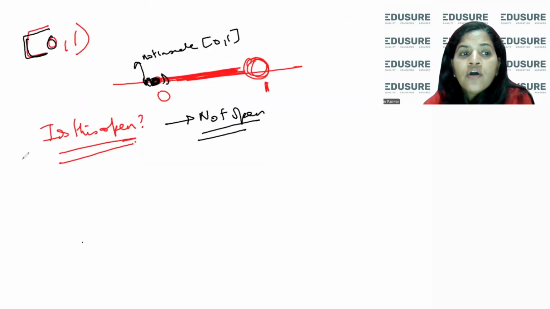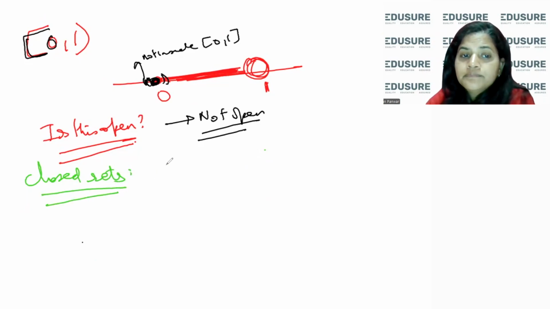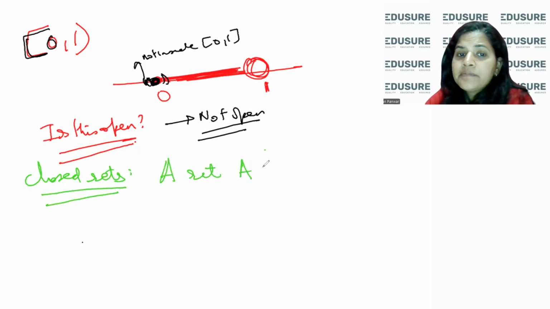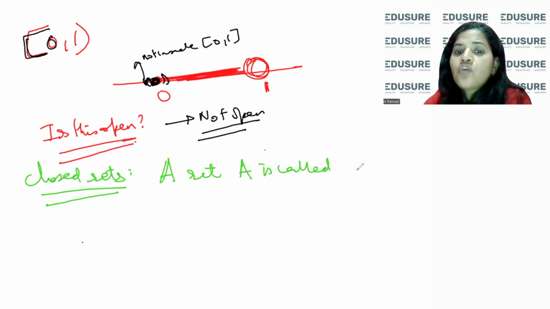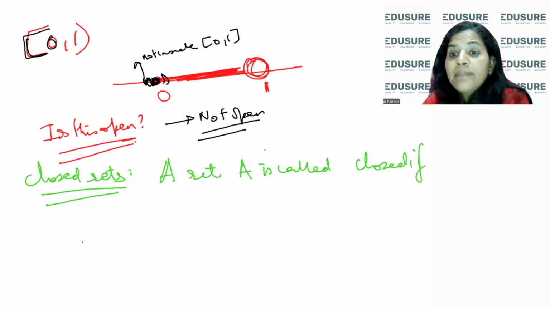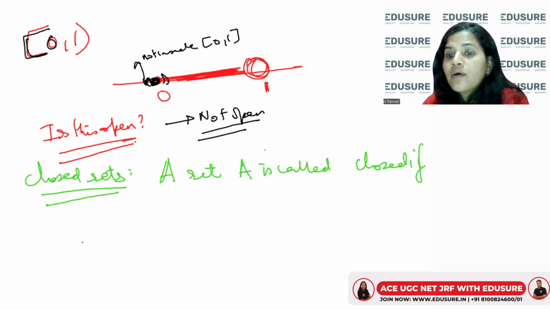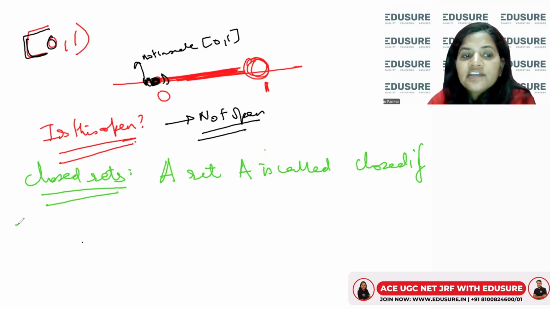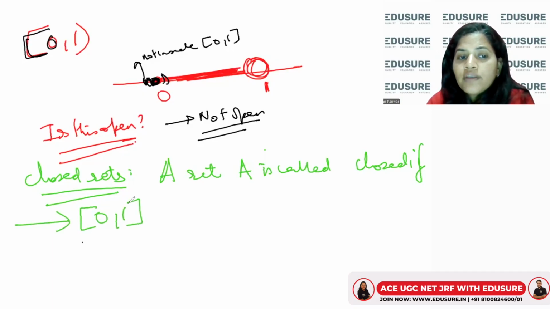Now, what are closed sets as far as the real analysis definition is concerned? A set A is called closed if its complement is open. Now, this is very interesting. Let us look at the closed interval 0, 1. Is it a closed set? We don't know. Is it an open set? No, it is not an open set.